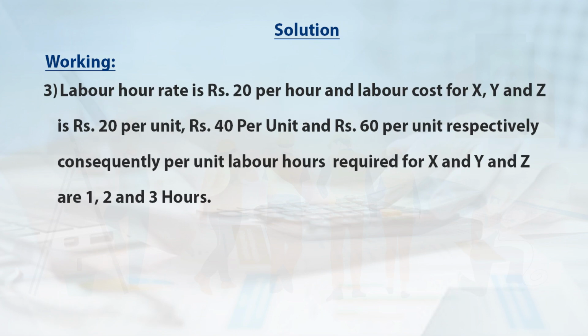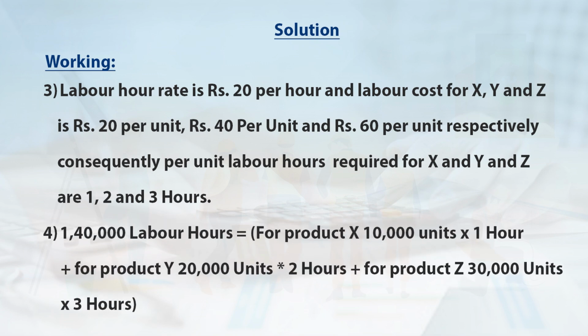Third, the labor hour rate given is rupees 20 per hour, and labor cost for product X, Y and Z is rupees 20 per unit, rupees 40 per unit and rupees 60 per unit respectively. Consequently, per unit labor hours required for X, Y and Z are 1, 2 and 3 hours respectively.